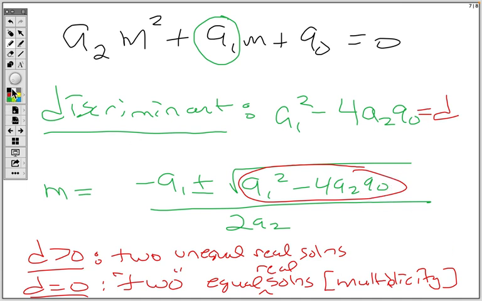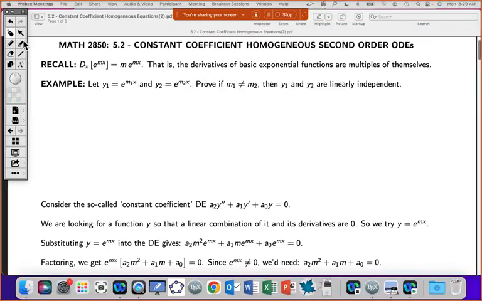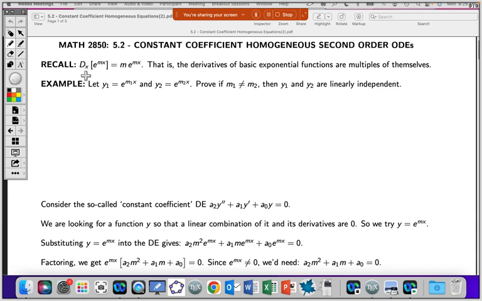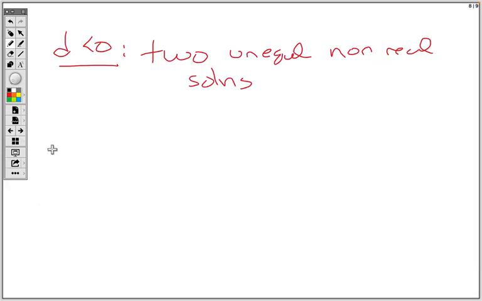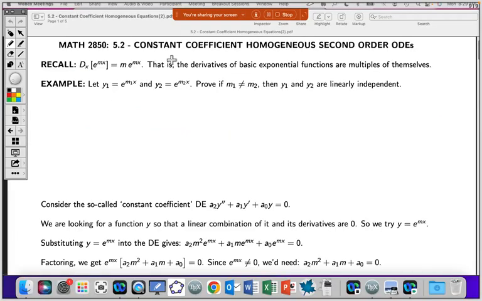Okay. So as we go through in each of these cases, we're going to have to think about what that means in terms of what our solutions look like. Okay. So that's kind of the buildup of what we're doing here in section 5.2. First thing we want to do is to prove that if we have, say this first case, we have 2 unequal real solutions, we have 2 different m's, then that we are linearly independent.